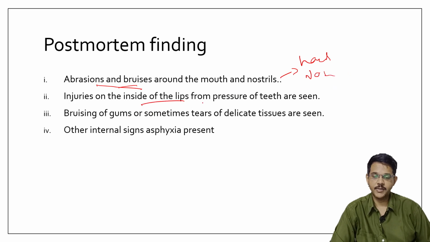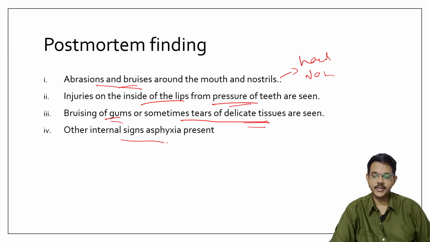Injuries at the inside of the lips from pressure of the teeth are seen, since the person may try to open his mouth during that procedure. There may be injury on the underside of the lip. Bruising of the gums and sometimes tears of delicate tissues are seen. The gums under the cheek may also be injured because the person struggles to open the mouth, which may lead to bleeding.